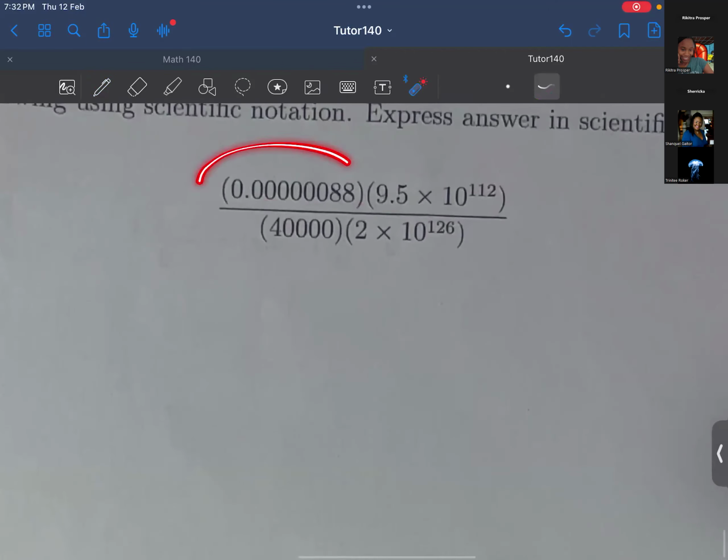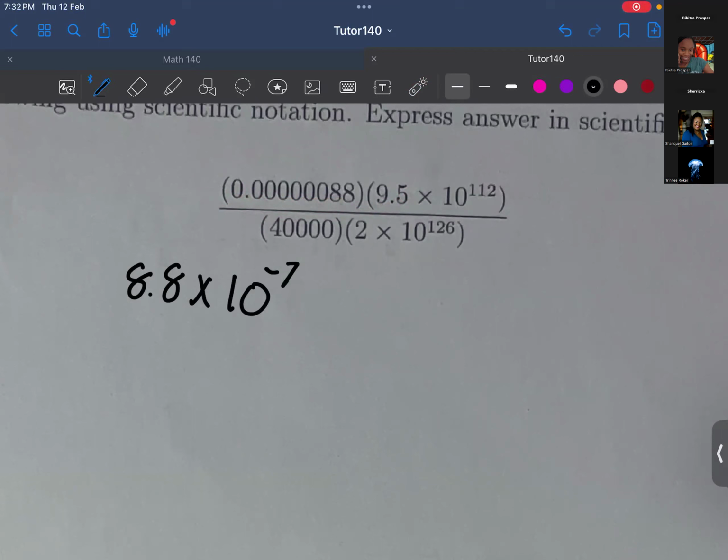So we have this first decimal here. To do that, we want to move our decimal from here over. We're going to move our decimal from here all the way over to the right of this 8. So we're going to count 1, 2, 3, 4, 5, 6, 7. So we have 8.8 times 10 to the power negative 7. It's negative because we move to the right instead of the left. When you move to the right, 1, 2, 3, 4, 5, 6, 7, it's negative. And then we're going to put the other values back there.